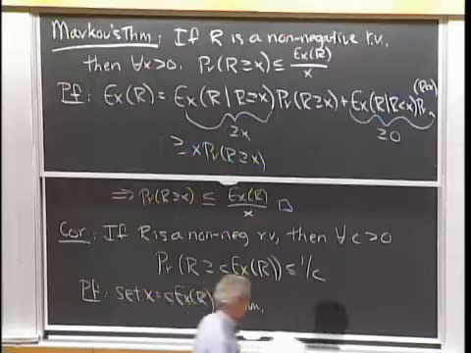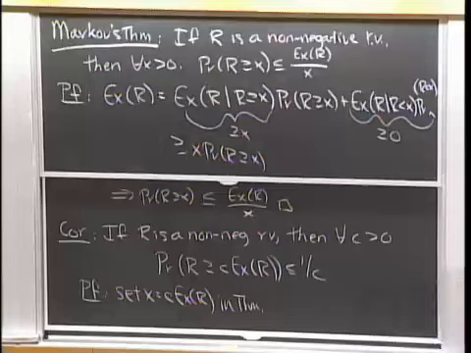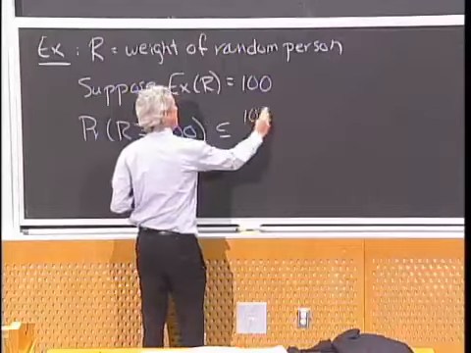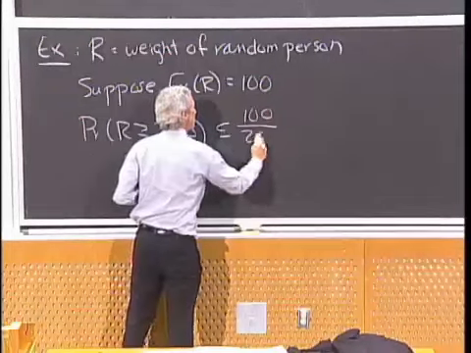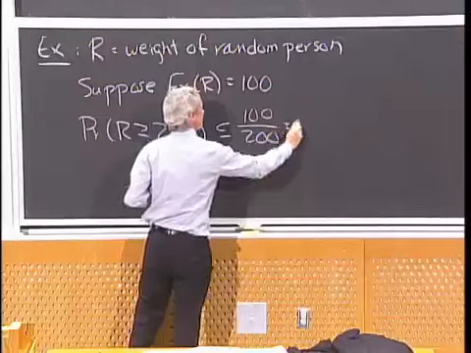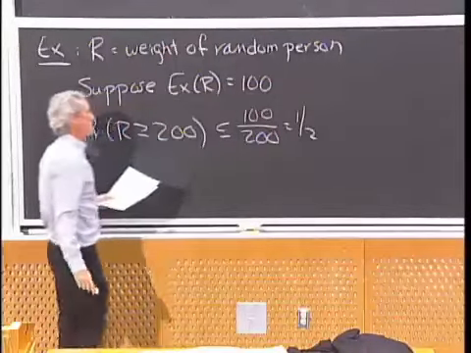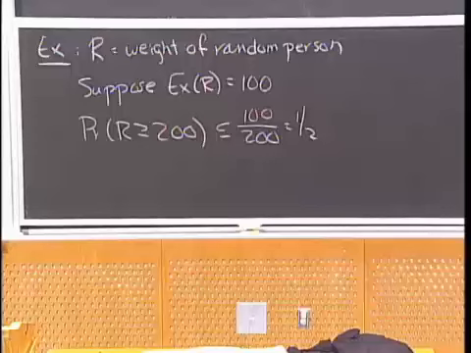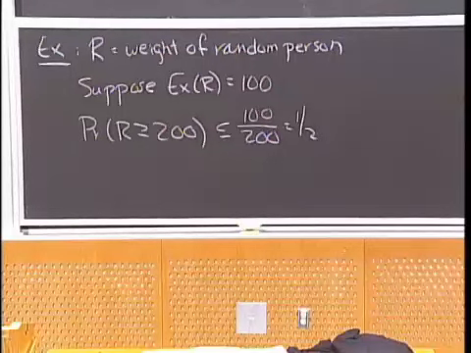Well, it's 100 over 200, right? It's at most the expected value, which is 100, over the x, which is 200, and that's equal to a half. So the probability that a random person weighs 200 pounds or more is at most a half. Or I could plug it in here.